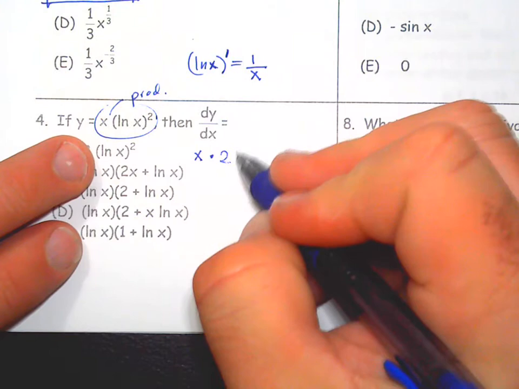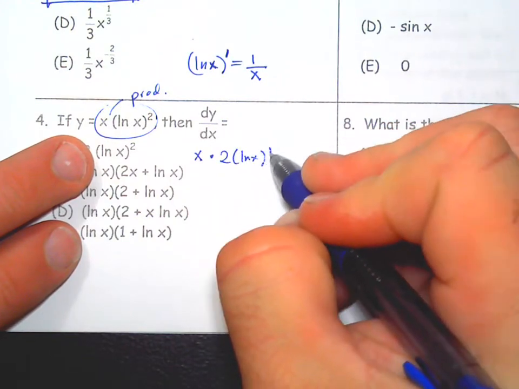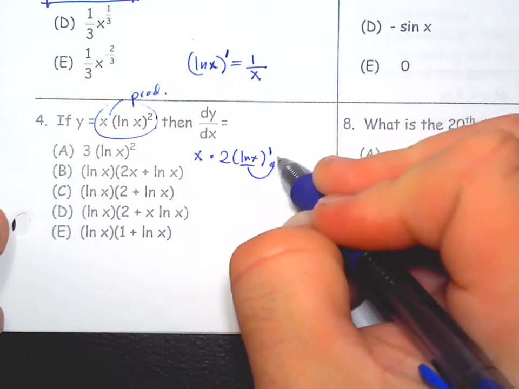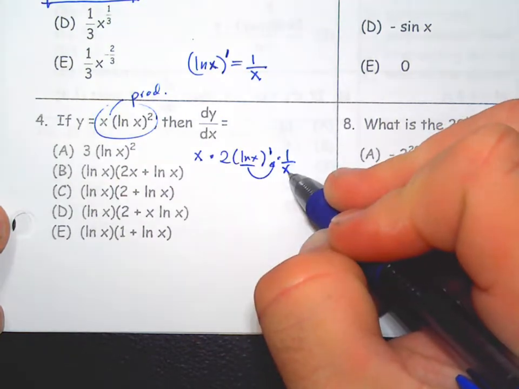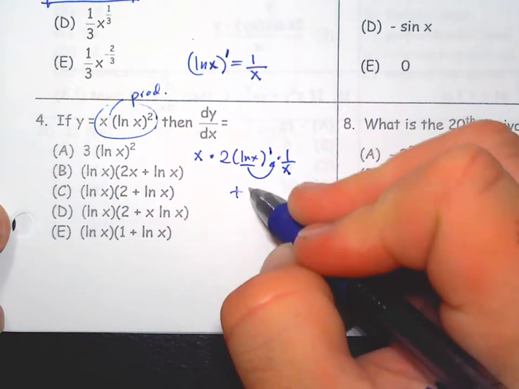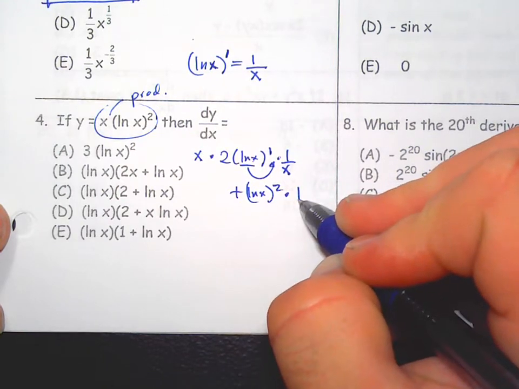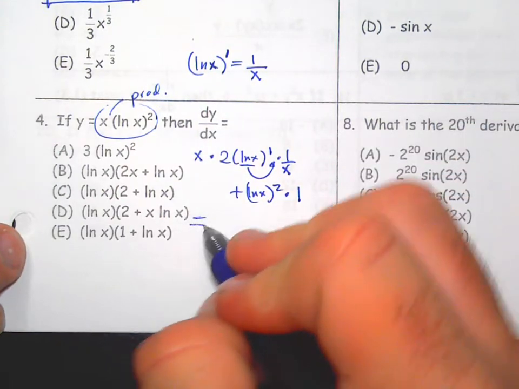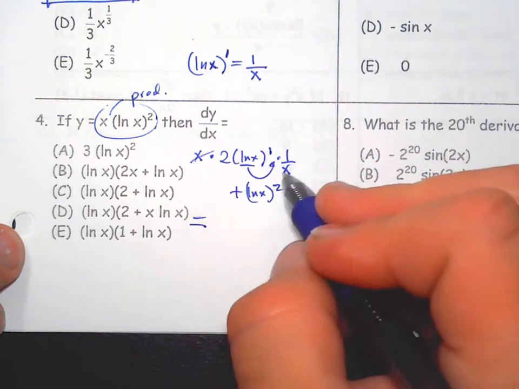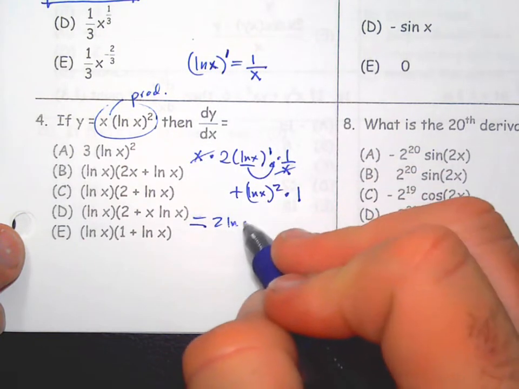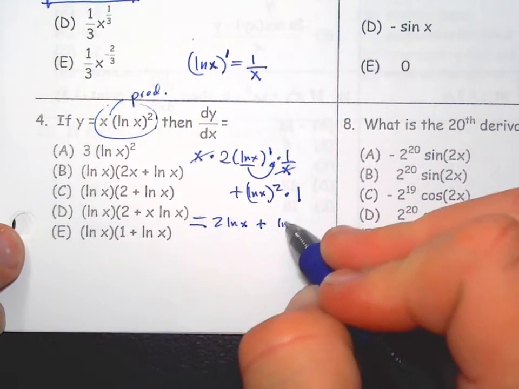Now, the outer rule is the power rule, and then you multiply by the derivative of what's inside, which, as I just told you, is 1 over x, plus natural log of x squared times the derivative of x, which is 1. So then we're going to try and clean it up. And here the x's cancel, so we get 2 natural log of x plus natural log of x squared.